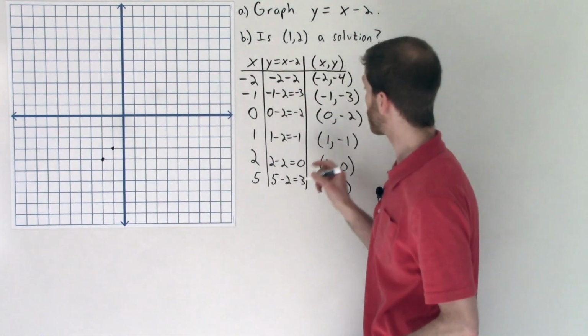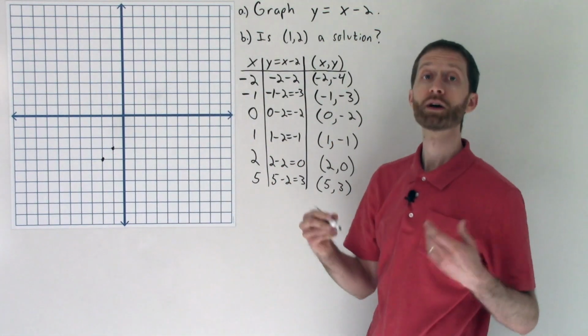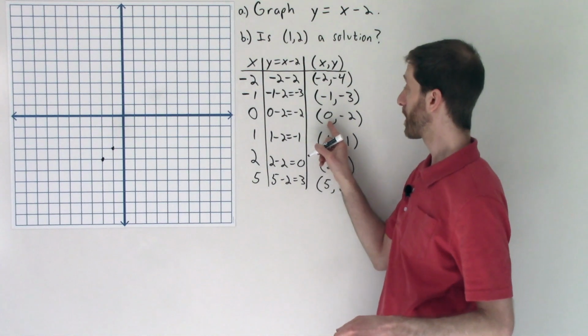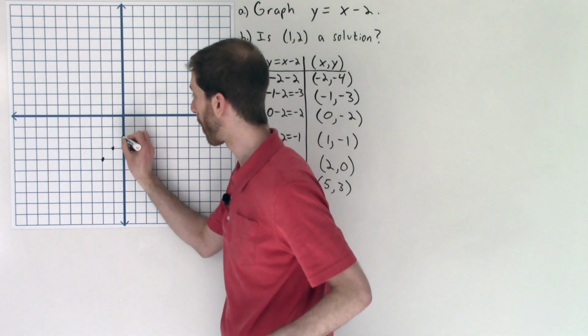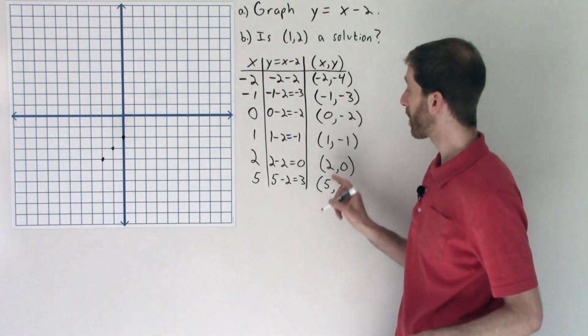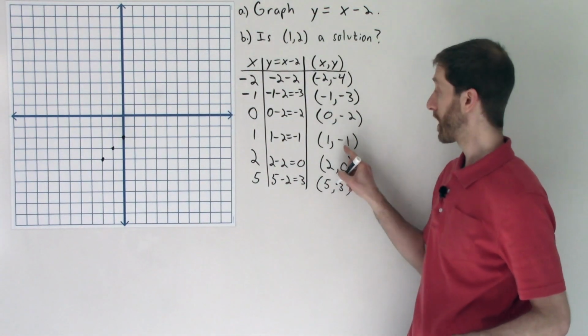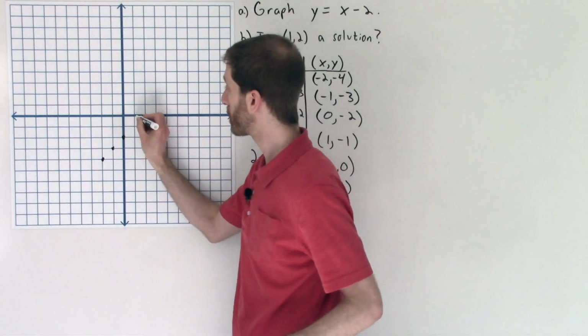Beautiful. And then we've got another point, (0, -2). That means don't move left or right, but do move down 2. So starting at the origin, down 1, 2. Awesome. And then from there, move to the right 1 from the origin, and then down 1. So right 1 and then down 1.